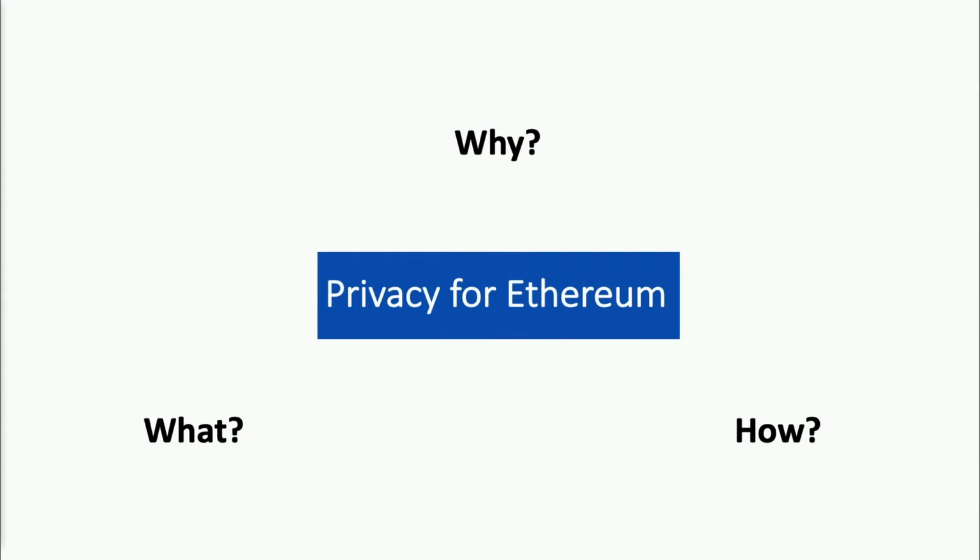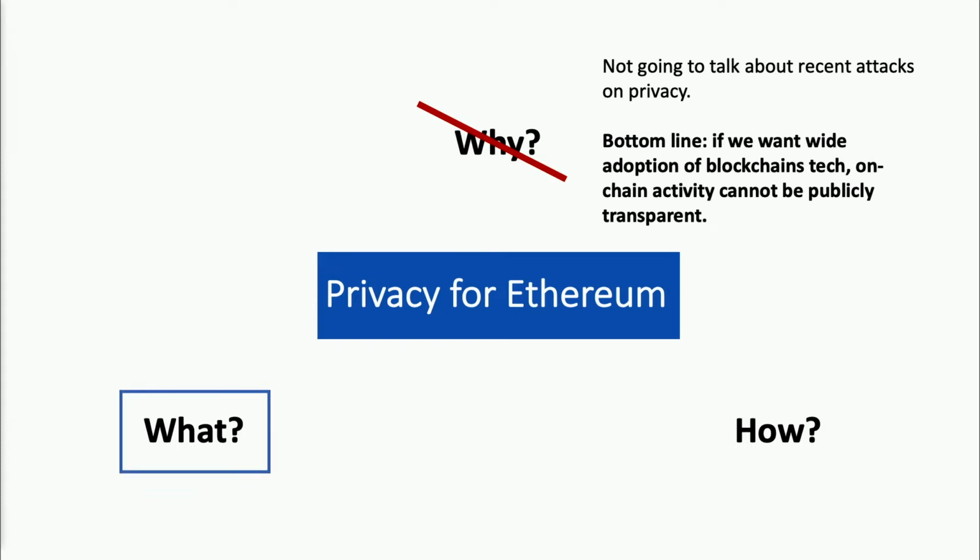What are we doing here? So the goal here is to think about privacy for Ethereum. Privacy is, at the moment, a very controversial topic, of course. So I'm not going to touch on the why of this, because it requires hours to really discuss. But the bottom line is, we need to have privacy-preserving technologies on blockchains before we can see wide-scale adoption, right? So let's start with the what. What do we mean by privacy with Ethereum?